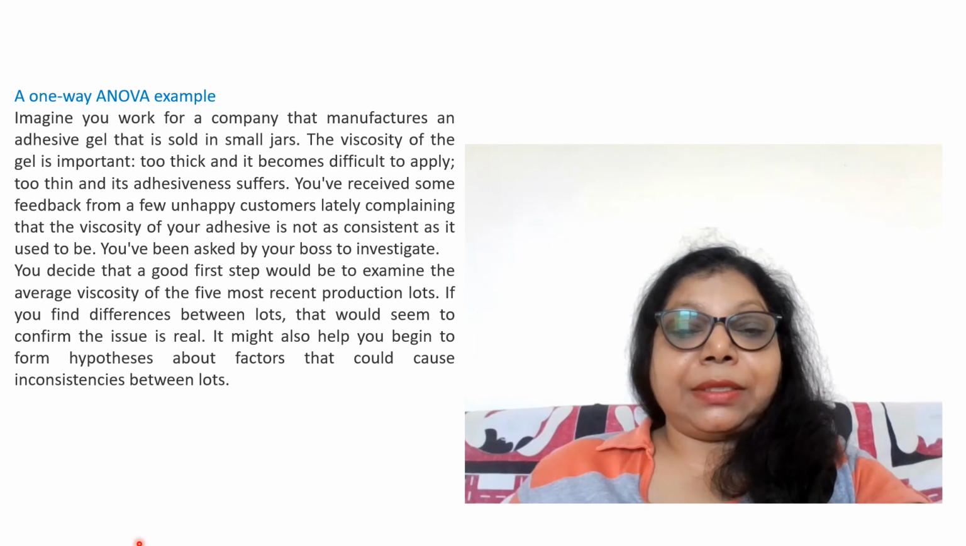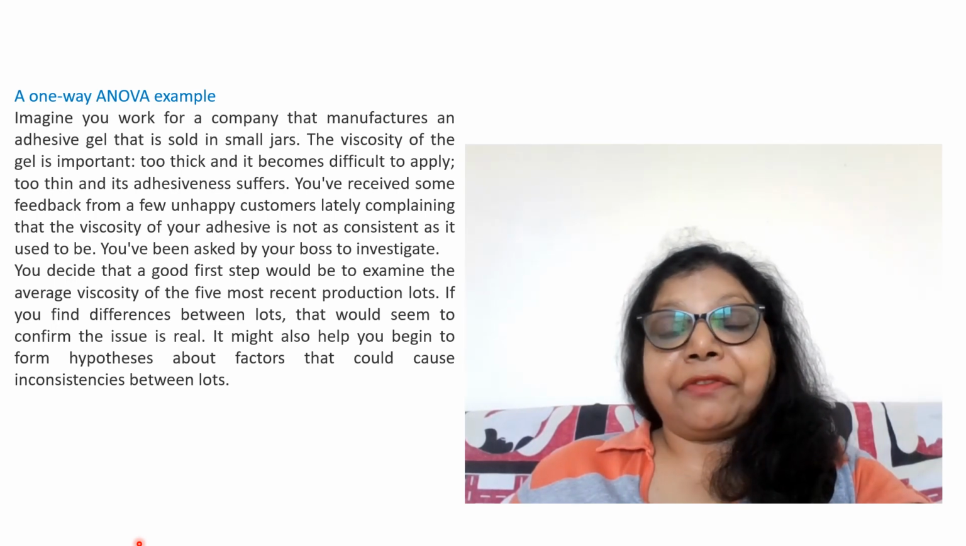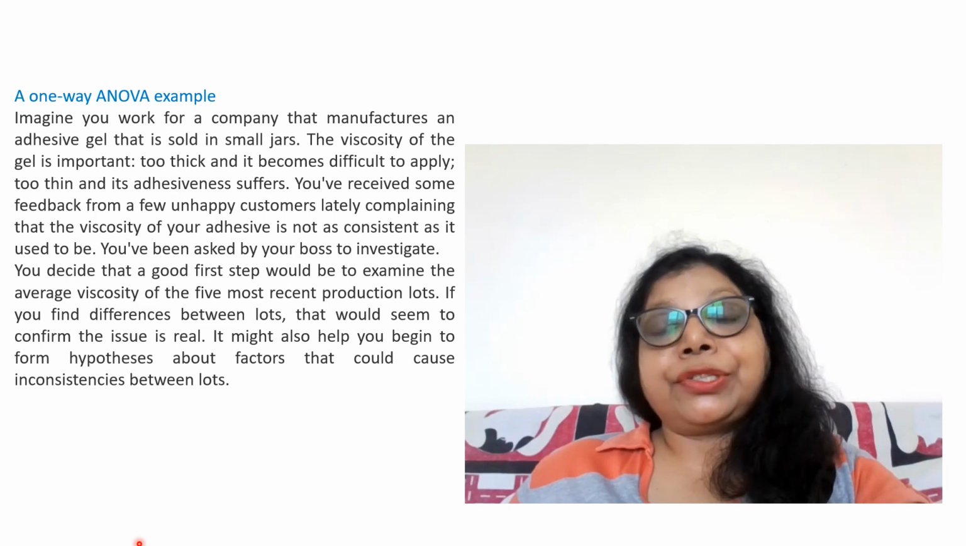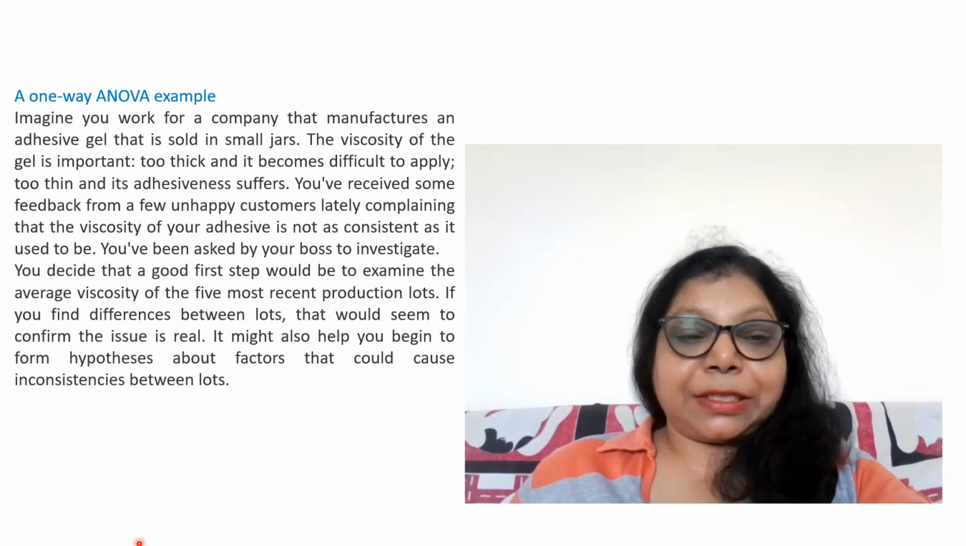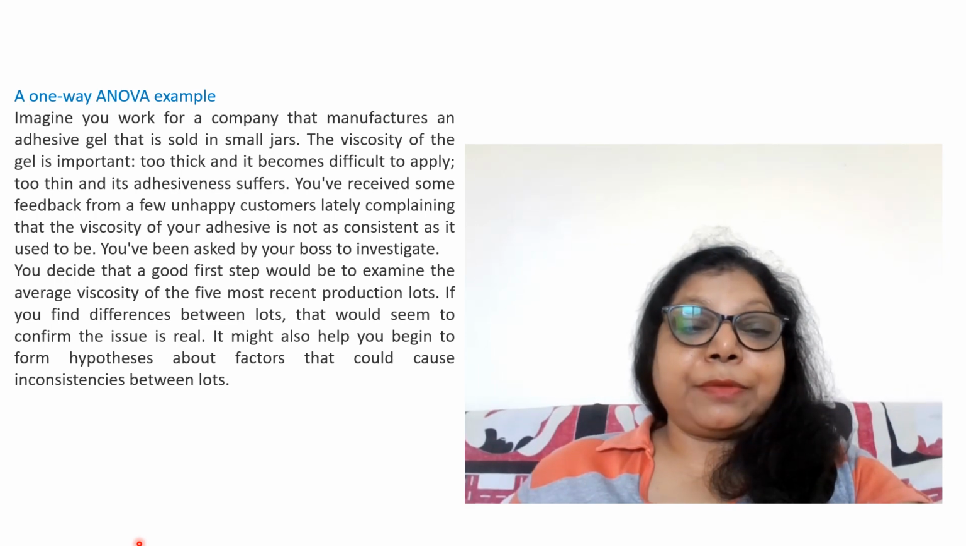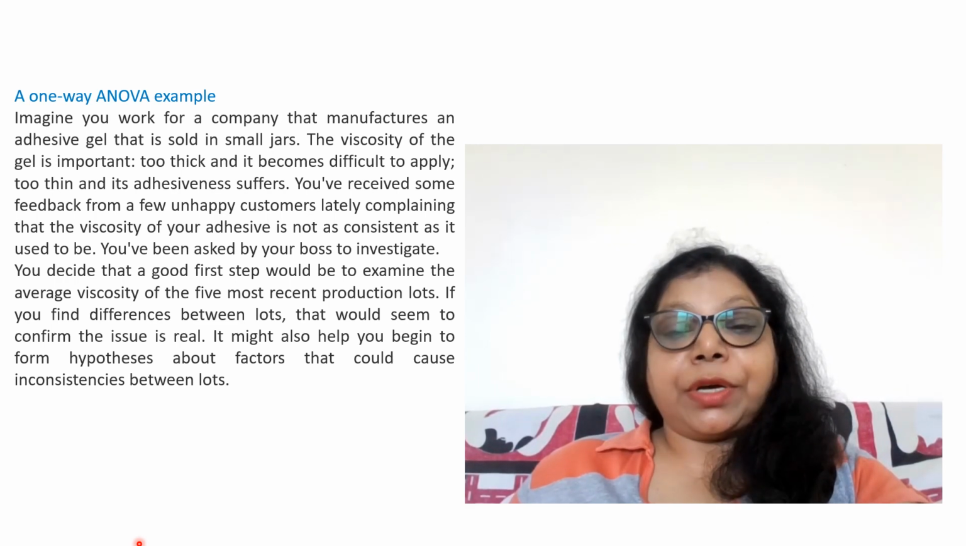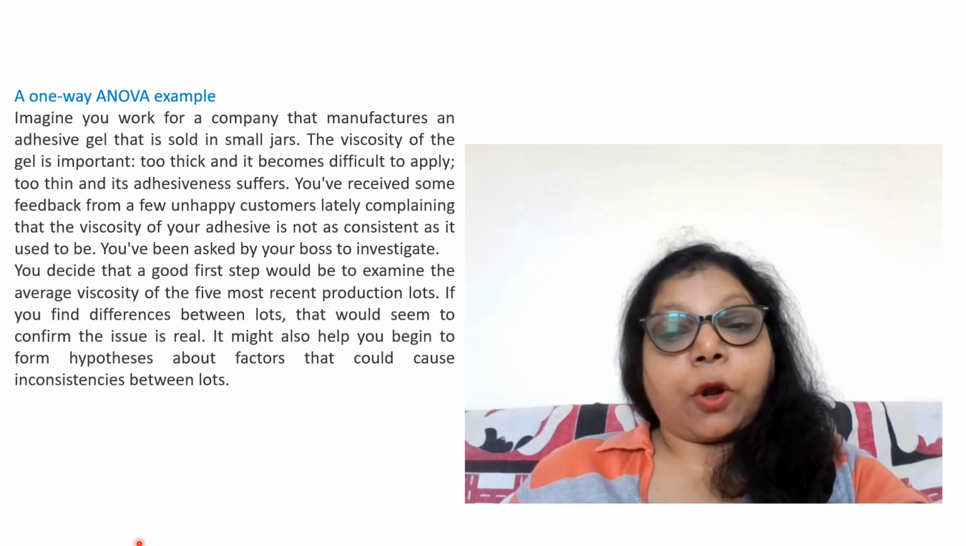The first step is that we will be examining the average viscosity of the 5 most recent production lots. Now, if we find differences between lots, that would seem to confirm the issue is real. It will also help us to begin to form our hypothesis about the factors that could cause inconsistencies between the lots. So we measure the viscosity using an instrument that rotates a spindle immersed in the jar of adhesive.